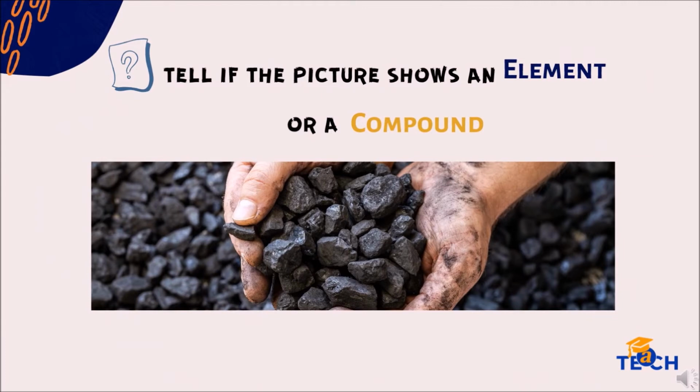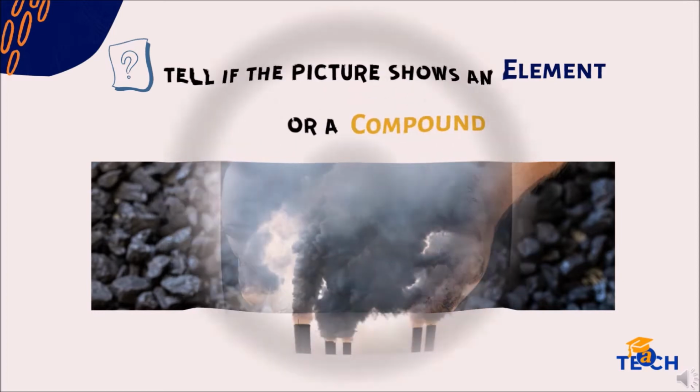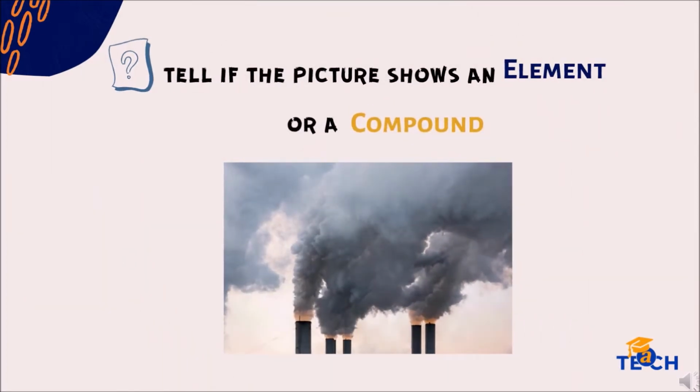What can you see in the picture? Okay, now can you tell if that picture shows an element or a compound? You can write on a piece of paper. Just write if your answer is element or if your answer is compound. Now how about this picture? Can you describe what you see? And tell me if this picture shows an element or a compound?